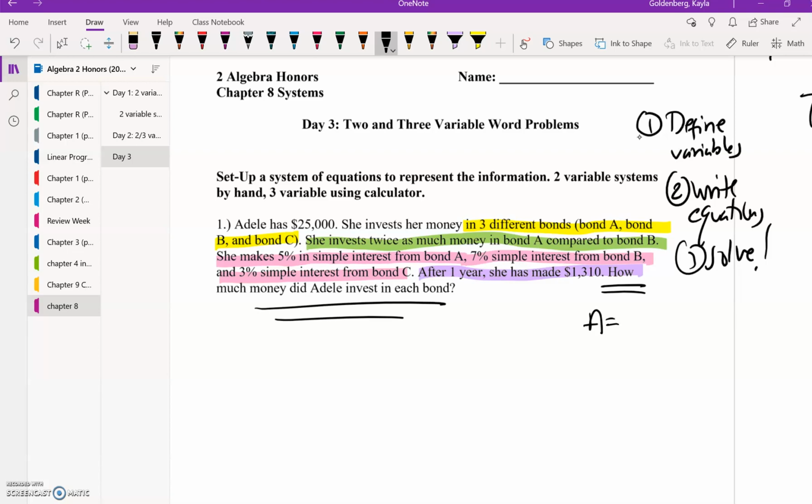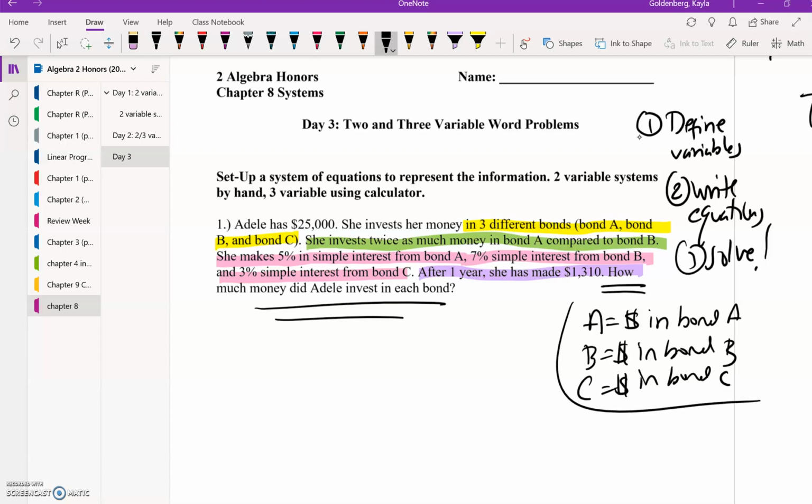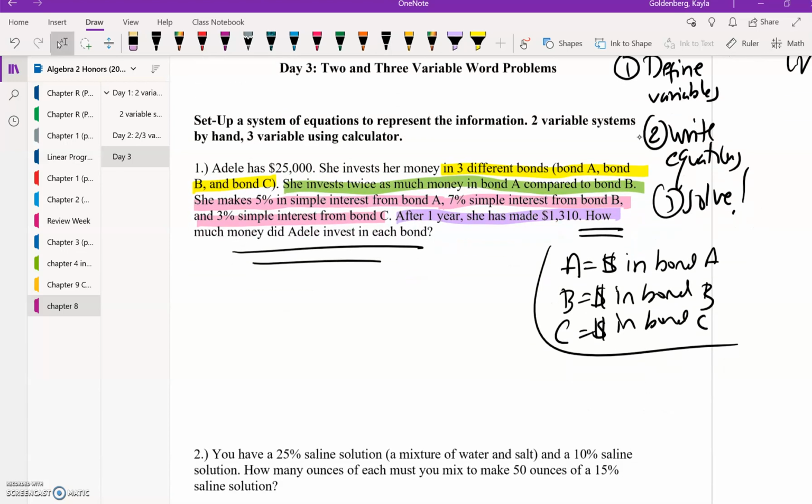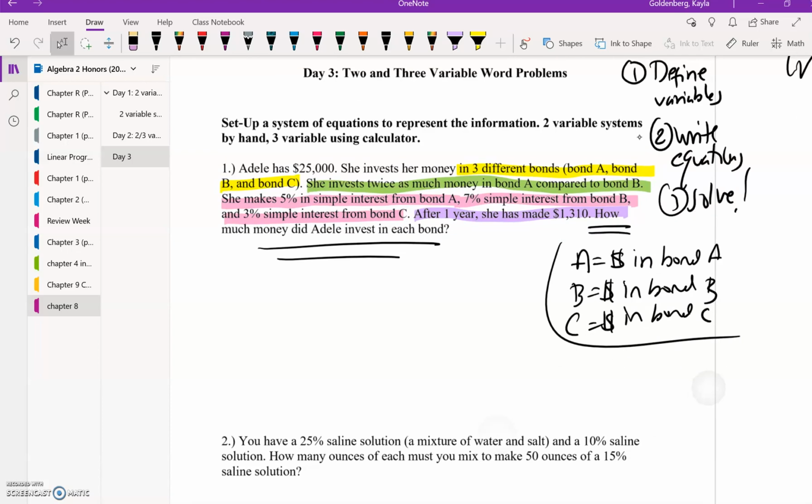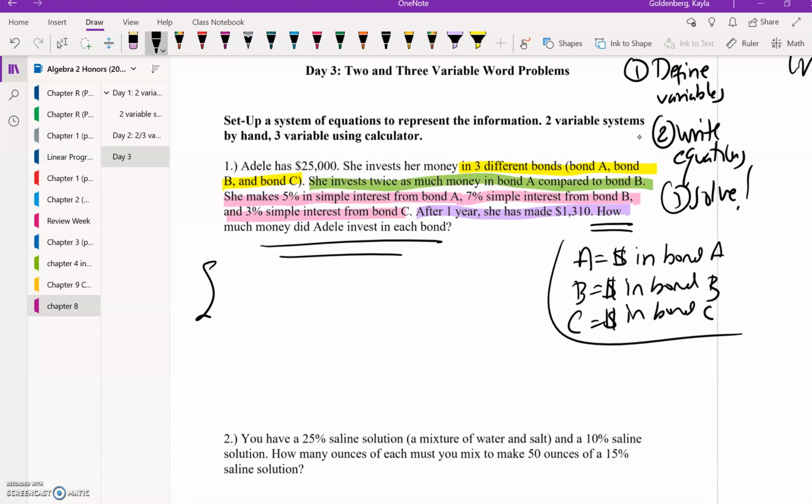So I'm going to call A my money in bond A, B my money in bond B, and C my money in bond C. Pretty self-explanatory for that one. And now we're going to work on trying to figure out what A, B, and C are. Notice if we have 3 variables, we should also have 3 equations when we write out our equations. And that means that this one is going to be a calculator active question, and I can solve it with a matrix.